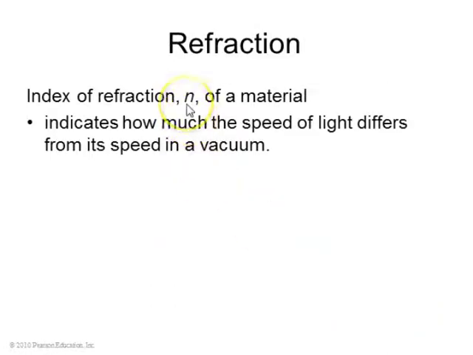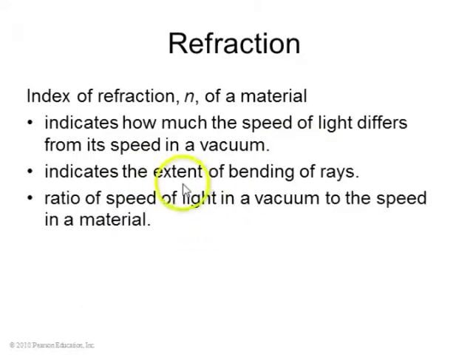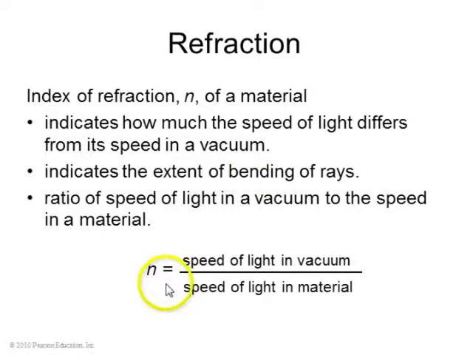So the index of refraction, N, is a number which indicates how much the speed of light differs in a material from its speed in a vacuum. It also says how much the rays bend. And the equation is N equals the speed of light in a vacuum divided by the speed of light in a material. This is a dimensionless number always greater than or equal to 1 for a material.